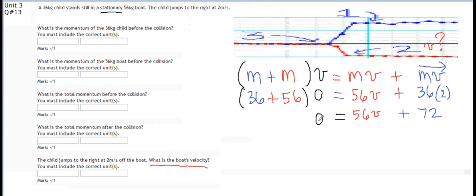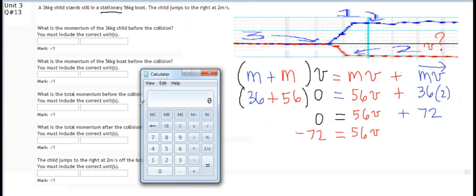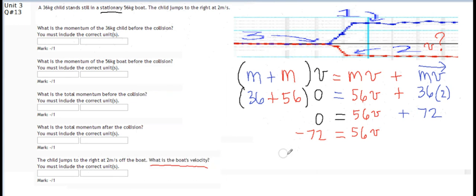So here I am. I got 0 on this side. I got 56 V plus 72. So I add negative 72 to each side to get the 72 off of that side onto this side. And I get 56 V. And if I go back to my calculator here, now I have negative 72 divided by 56 equals, and I'm going to get about negative 1.2857, and negative 1.2857. And I don't really have to carry it out that far.